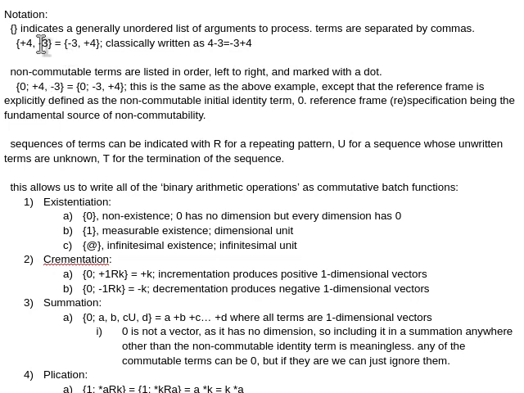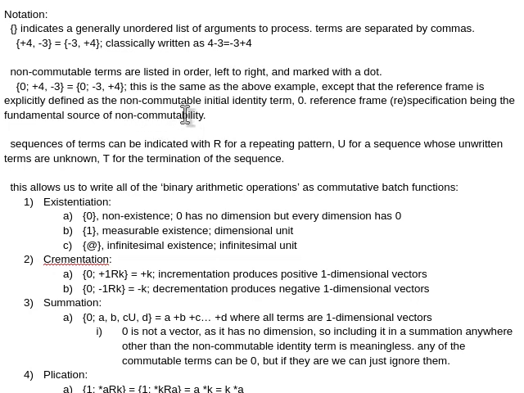So, that same thing, we start actually from 0. We have to define where we're starting from. So now it becomes open curly brackets 0, semicolon, because a dot and a comma together is a semicolon, plus 4 comma negative 3 close curly brackets is, etc. Okay, so this is the same as the above example, except that the reference frame is now explicitly defined as the non-commutable initial identity term 0. And the reason for this is that reference frame specification or respecification is the fundamental source of non-commutability.